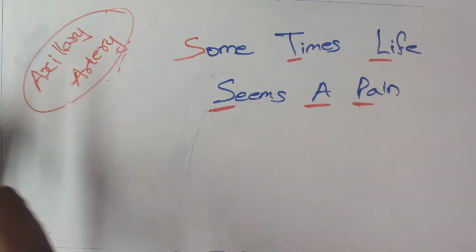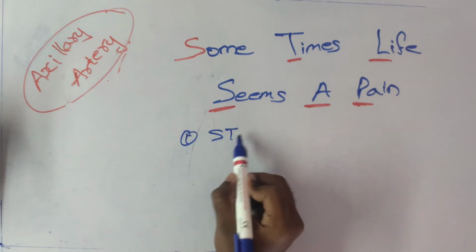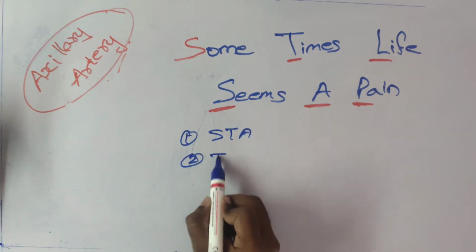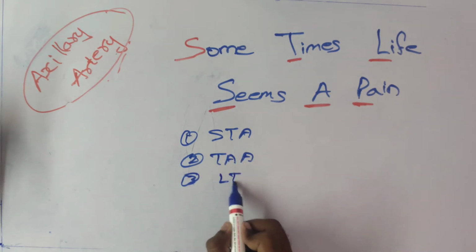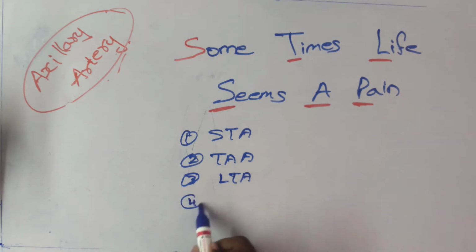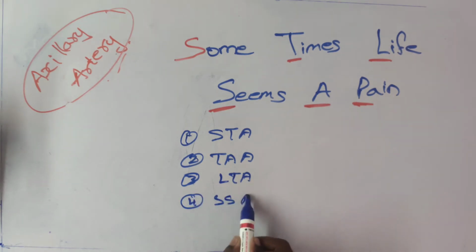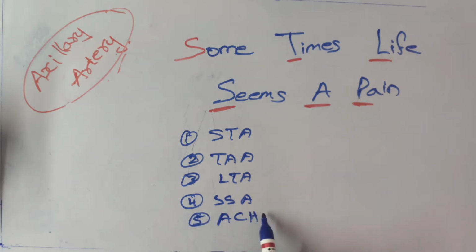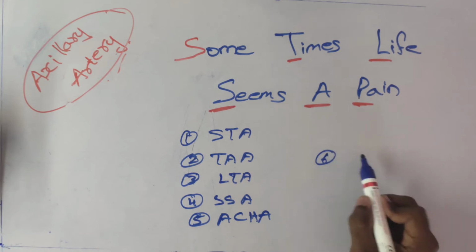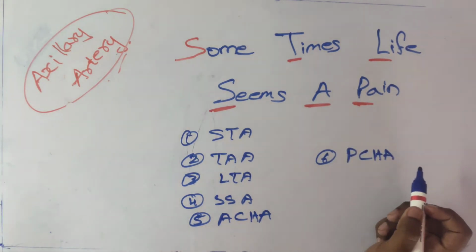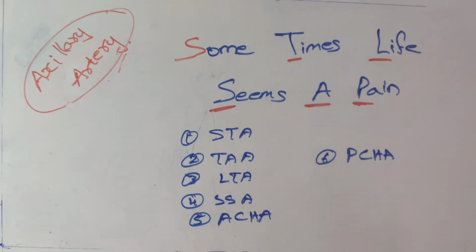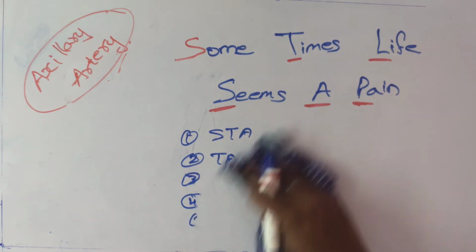That is, first one is superior thoracic artery. Second one is thoracoacromial artery. Third one is lateral thoracic artery. Fourth one is subscapular artery. Fifth one is anterior circumflex humeral artery. And sixth one is posterior circumflex humeral artery. Okay, these are the branches of the axillary artery, and the mnemonic of it is sometimes life seems a pain.